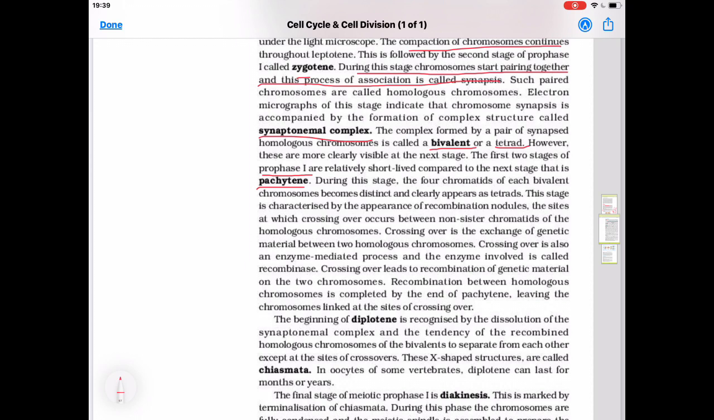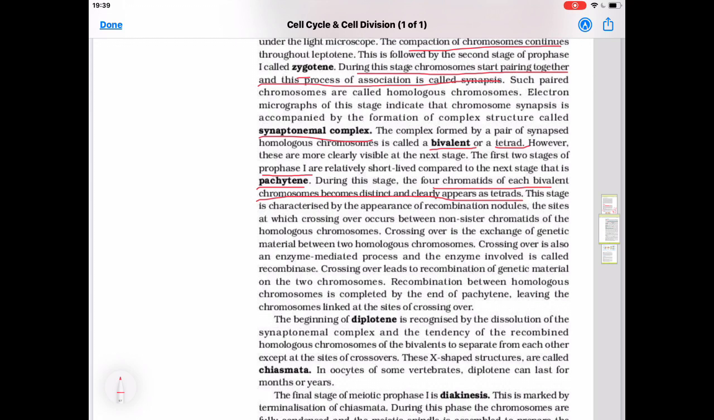Third is pachytene. During this stage, the 4 chromatids of each bivalent become distinct and clearly appear as tetrads. Now all the 4 chromatids are clearly visible in pachytene.